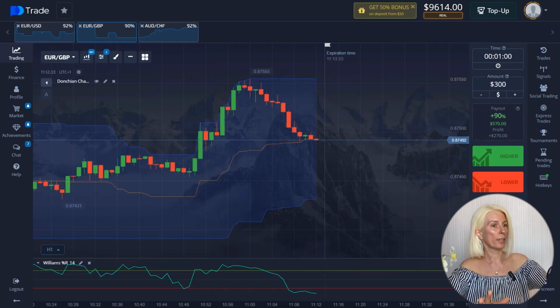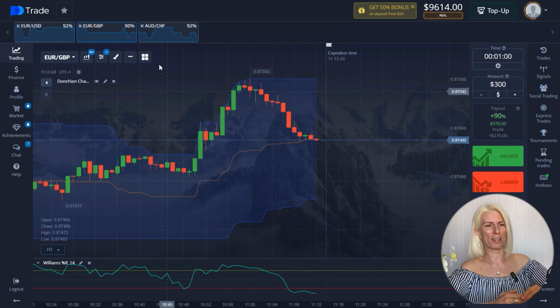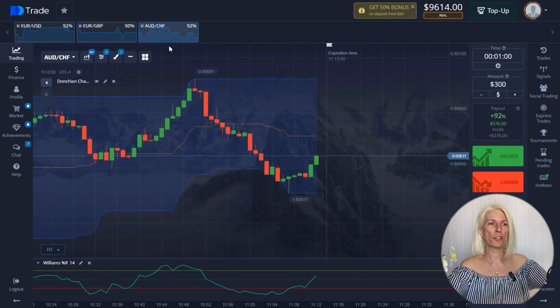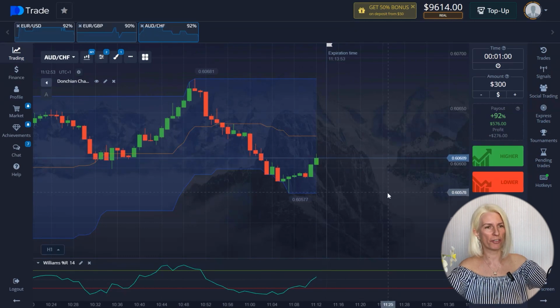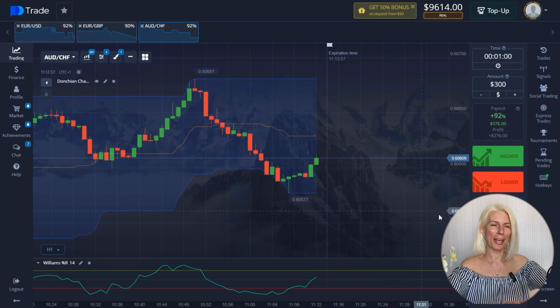In addition, due to the completion of this trade, the payout percentage changed and decreased to 90%, which means that our possible profit will also be lower than this. We do not want this, so I decided to change the currency pair and switch the chart to the Australian dollar Swiss franc currency pair. Here the price movement is more active and I can only read the signals from our indicators.